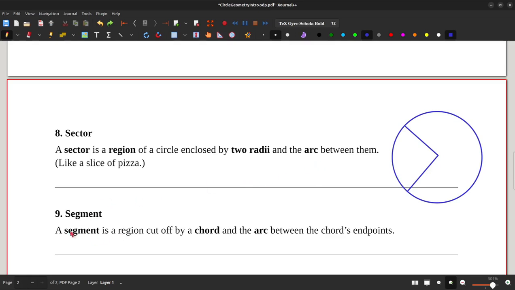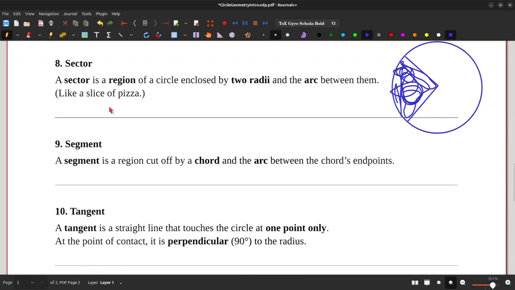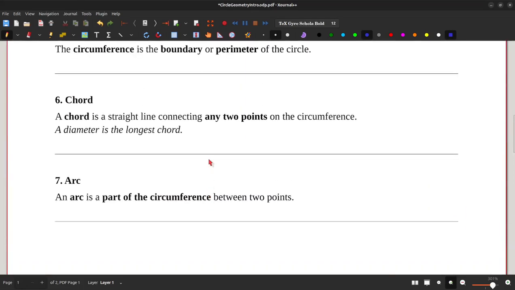And then let's check the next definition. As with a sector, a segment is a region cut off. A segment is a region cut off by a chord and the arc between the chord's end points. A region cut off by a chord. Did we define what a chord is? Yes.